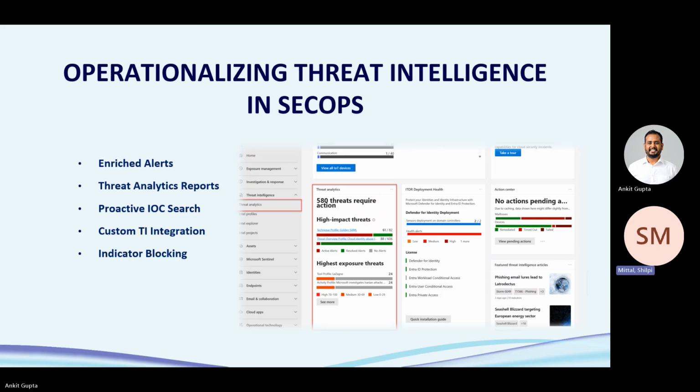Operationalizing TI also means prevention. Defender's indicators feature lets you block IPs, domains, or file hashes globally, or mark exceptions. For instance, a phishing domain identified from a feed can be proactively blocked before it reaches users. In short, the Microsoft platform enables TI at every stage: enriching alerts, delivering in-product reports, supporting proactive hunts, integrating custom feeds, and applying preventive controls.